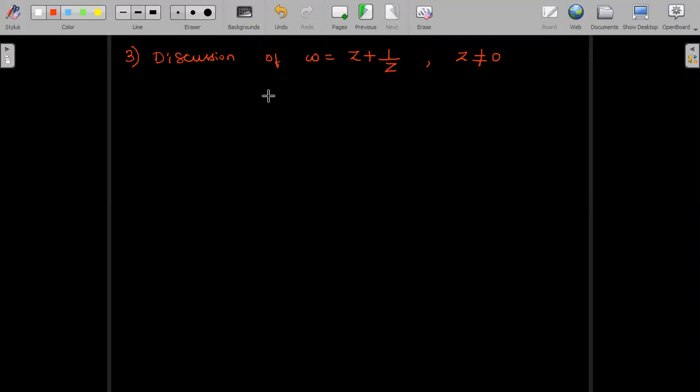And the alternate form of the question also can arise. Either it can be: discuss the curve, or discuss the transformation w is equal to z plus 1 by z, is one pattern of the question that can arise. The alternate form of the question also arises, which says something like this.